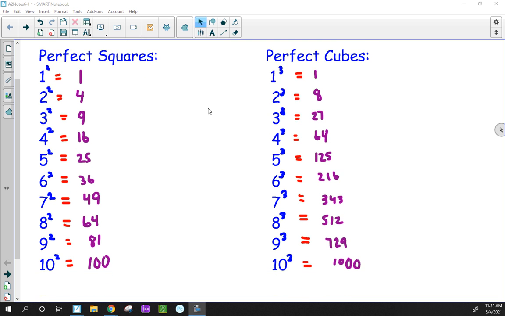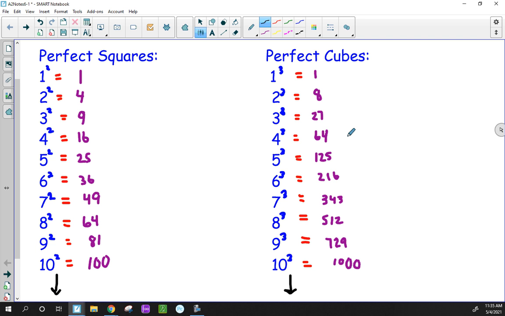On the first screen you see a list of perfect squares and perfect cubes. We have worked with the perfect squares before. I stopped at 10 squared, but this list actually, both lists, keep going forever. So I want you to keep that in mind. I would like you to write down the entire screen in your notes. This is going to be your reference.